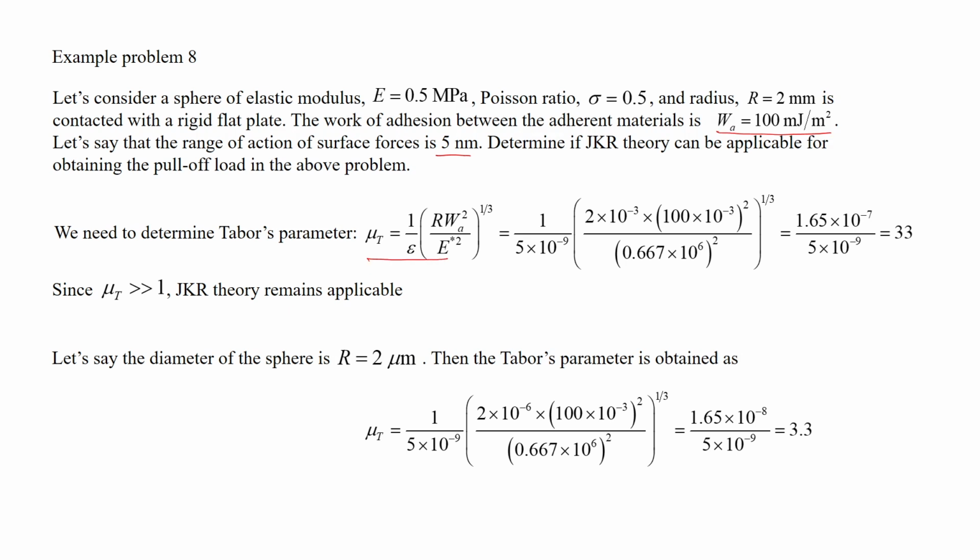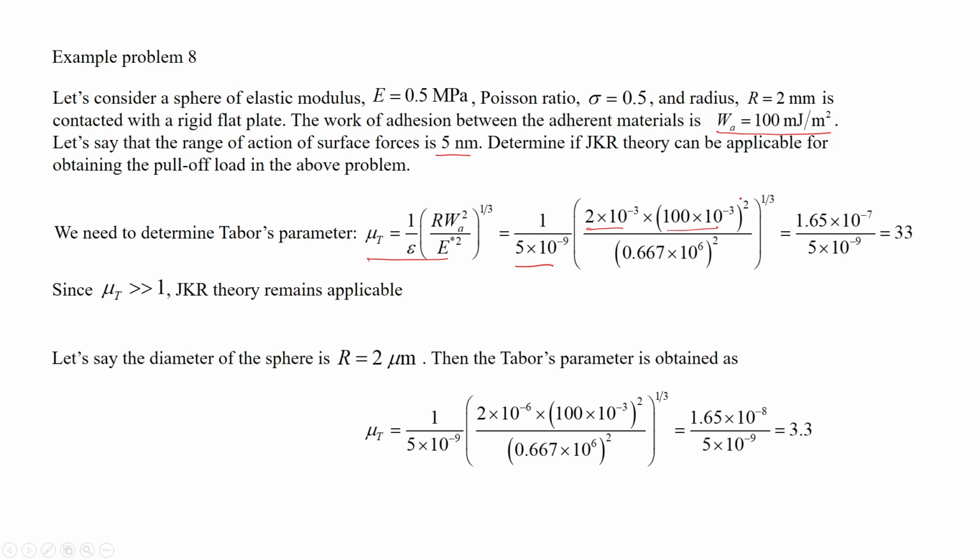So, we need to determine the Tabor parameter here, which is defined as mu t equal to 1 by epsilon times R WA, that is the work of adhesion, square, by E star square, to the power 1 upon 3. So, let us put in these numbers. Epsilon is equal to 5 nanometer, so I have written here 5 into 10 to the minus 9, and R is equal to 2 millimeter, so 2 into 10 to the minus 3. WA, the work of adhesion, is 100 into 10 to the minus 3, because the work of adhesion is given as 100 millijoule per meter square.